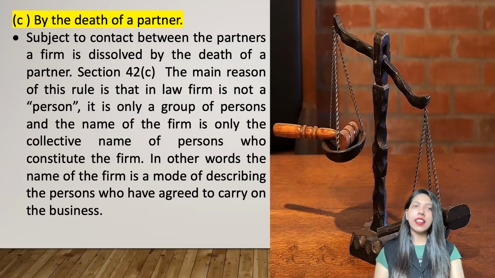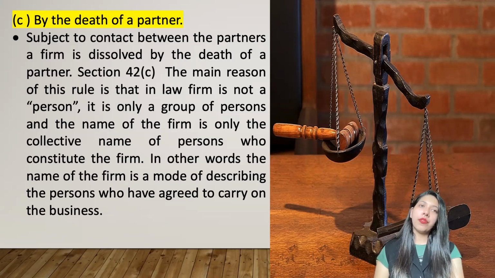The third point, C, is by death of a partner. It is uncertain; we can't predict it. So, subject to the contract between the partners, the firm is dissolved by the death of a partner, based on Section 42 subclause C. The main reason for this rule in law is that a firm is not a person. It is only a group of persons, and the name of the firm is only the collective name of the persons who constitute the firm. So in simple words, the name of the firm is a mode of describing the persons who have agreed to carry on the business. So if any of the partners dies, that leads to a dissolution of the firm.